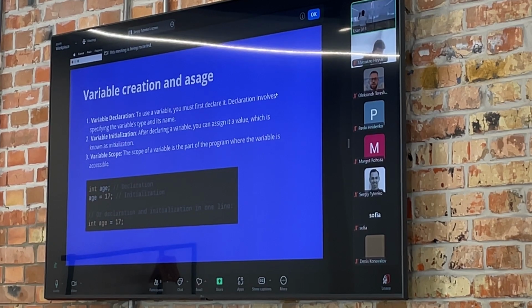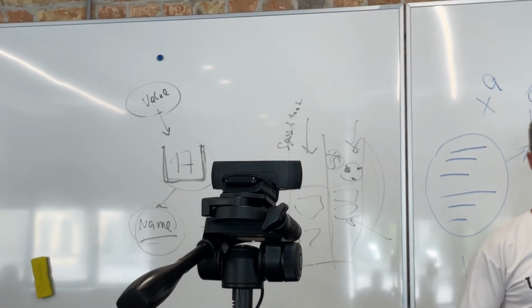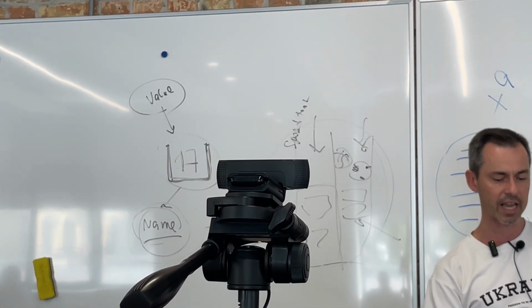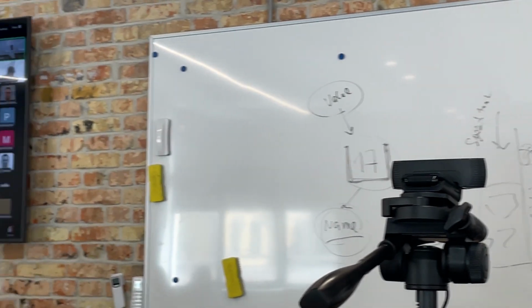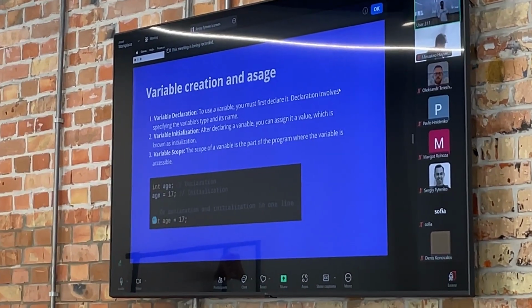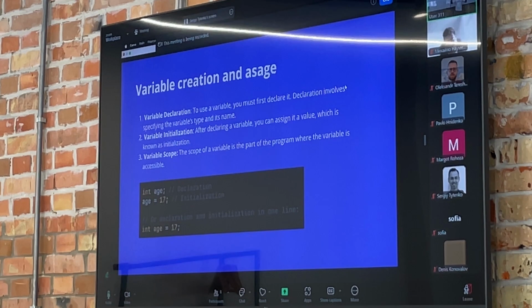So I put 17 here, and I could say my variable is initialized at this moment. This we call initialization. But we could declare a variable and initialize it in one line. So we see this example. We create the variable with its data type, and then we assign a value to that variable. So in one line, we not only declare but also initialize the variable. Okay? Please know these terms.